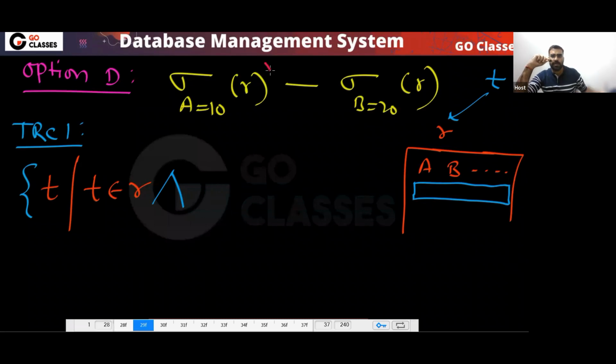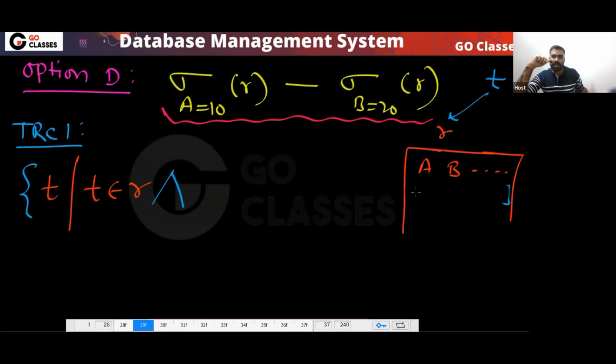This is saying those tuples which have A value 10, minus those tuples which have B value 20. From those tuples which have A value 10, you are removing those tuples where B value is 20. So I can say we want those tuples where A value is 10 and B value is not 20. Agree or not? Is this clear to everyone?